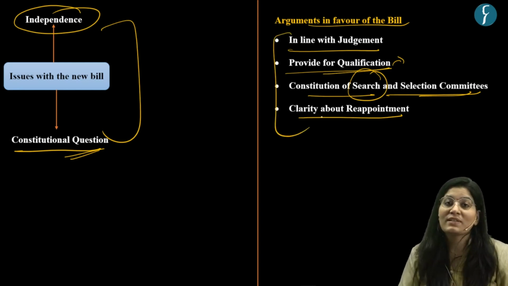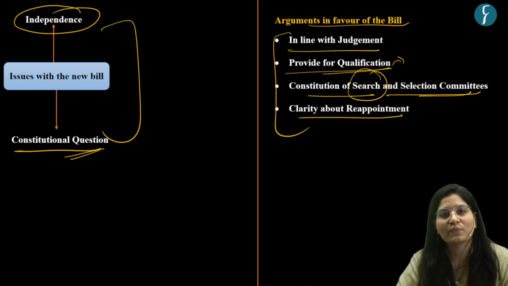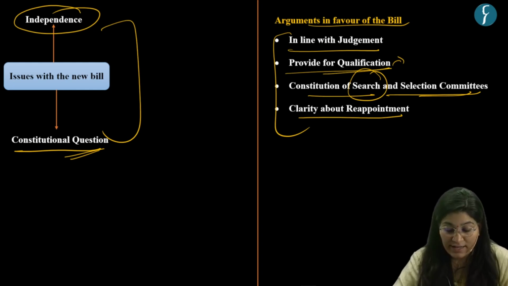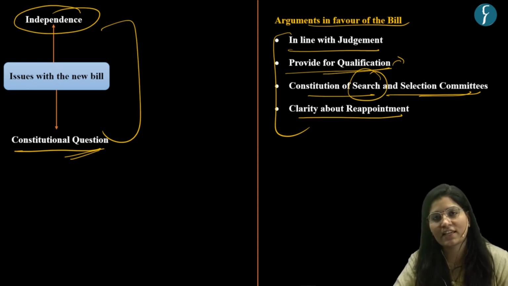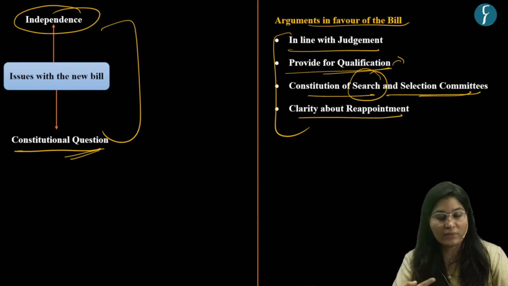So these are the arguments in favor. First, it is well aligned with the Supreme Court directive. Second, it provides qualification criteria. Third, it provides the composition of the search and selection committee, which will enhance objectivity and transparency with respect to the process. Fourth, clarity about reappointment. Now it is barred. Got it? So these are the arguments in favor.